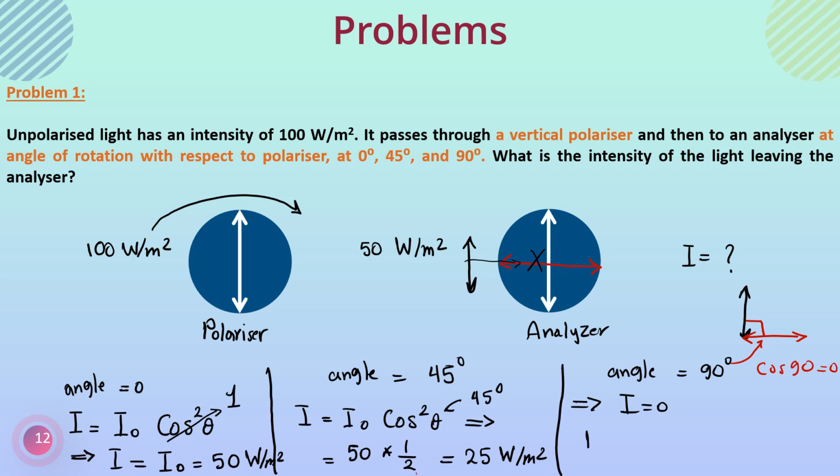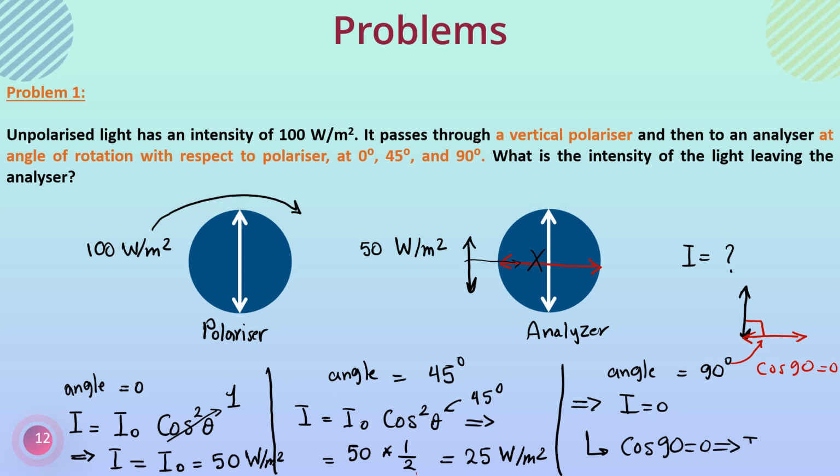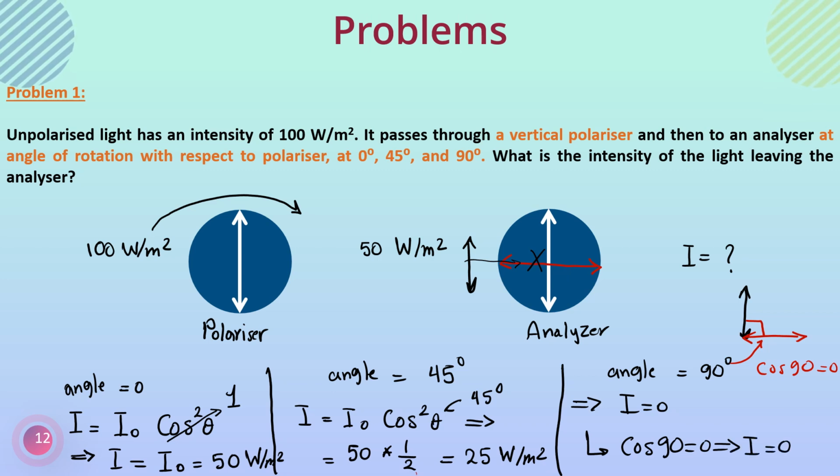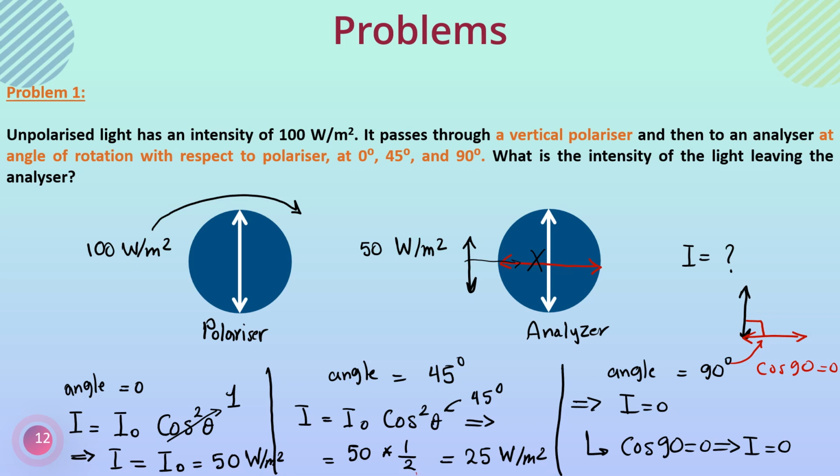Can we prove it mathematically? Yes. Cosine 90 is 0. That means I is 0. Okay, is it clear? Is it clear how to use the Malus law? Okay, let's move on.